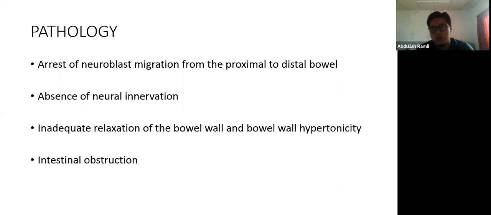So the pathology by which we can understand Hirschsprung disease is the arrest of the developmental phase, from arrest of neuroblast migration from the proximal to the distal bowel. So it causes absence of neural inhibition at that part of the bowel. This in turn will cause inadequate relaxation of the bowel wall and bowel hypertonicity, and this ultimately will cause intestinal obstruction.